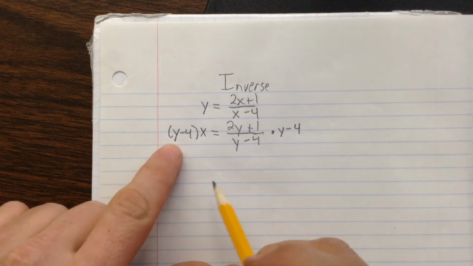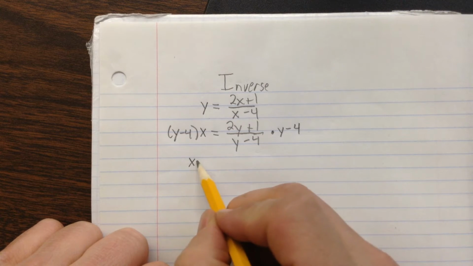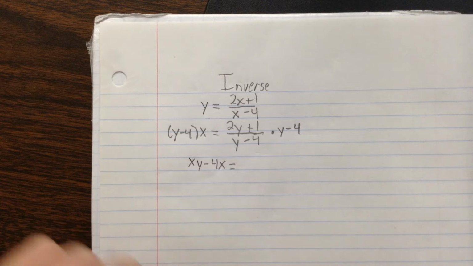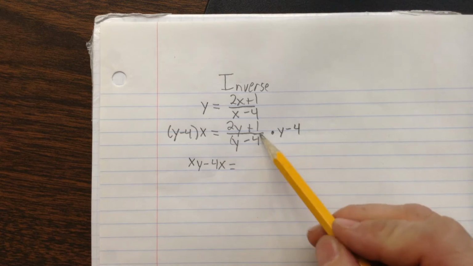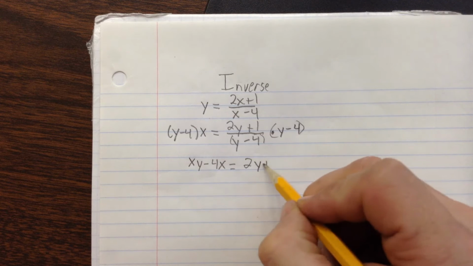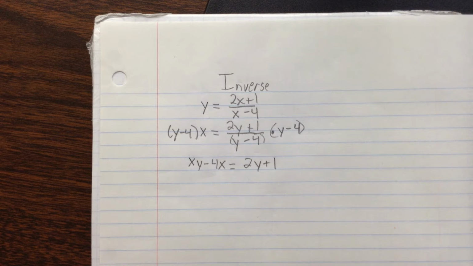All right, distribute on the left, you're going to get xy minus 4x. On the right side, these are going to end up dividing each other out, and we're going to be left with a 2y plus 1. So that's where most of us can get. This is the part most of you guys screw up on.